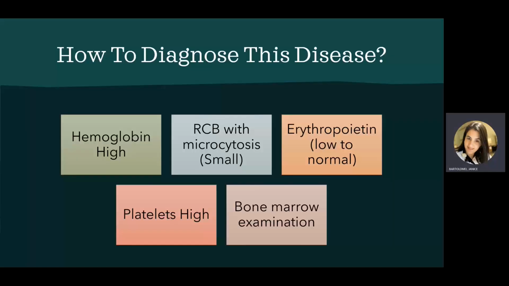So what do we do for these clients? Well, sorry, before I tell you what we do, how do we diagnose it? We diagnose it on a CBC as well. We can see that the hemoglobin is high. We can see that we have immature red blood cells. We can see that the platelets are high, but mainly it's going to be a bone marrow examination, a biopsy, to know that the bone marrow is going crazy here.